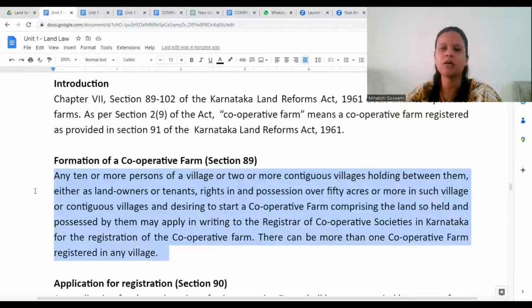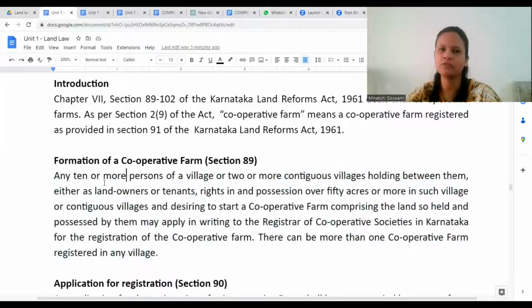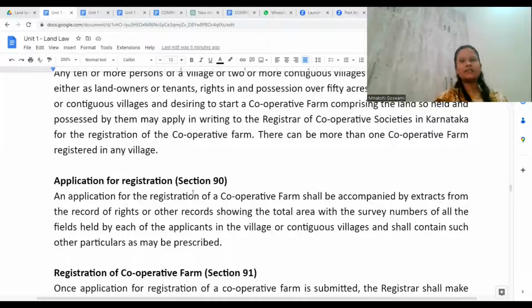There can be more than one cooperative farm registered in any village. So it may be within one village, only 10 or more people are willing to register a cooperative farm, or it might happen that 2-3 nearby villages also, they can go for such sort of a registration. And there can be more than one such cooperative farm in one particular village as well. So for formation, we need 10 or more persons who are willing to get it registered as a cooperative farm. Okay, then application for registration is given under section 90.